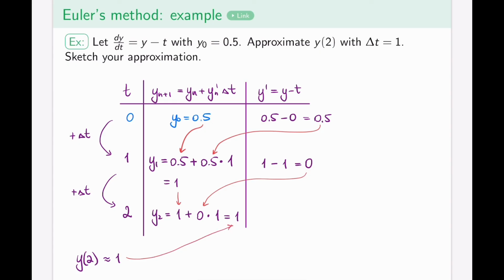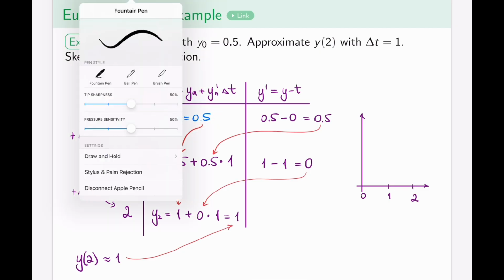Now note again that I don't have to compute the slope here because I am not proceeding to the next line, so this is unnecessary. And let's sketch what we get in this case. So I went from t equals 0 to t equals 2 with a step size of 1. And what did we have? At t equals 0, the y value was 0.5.